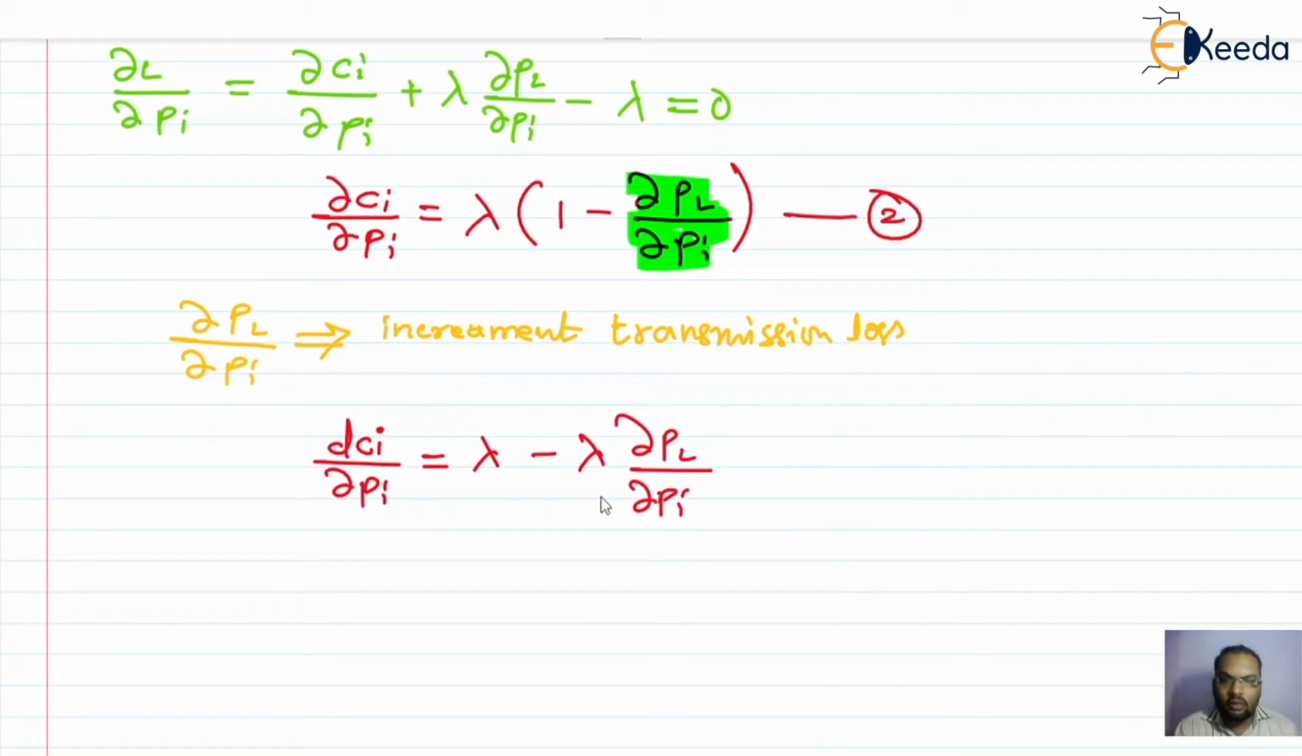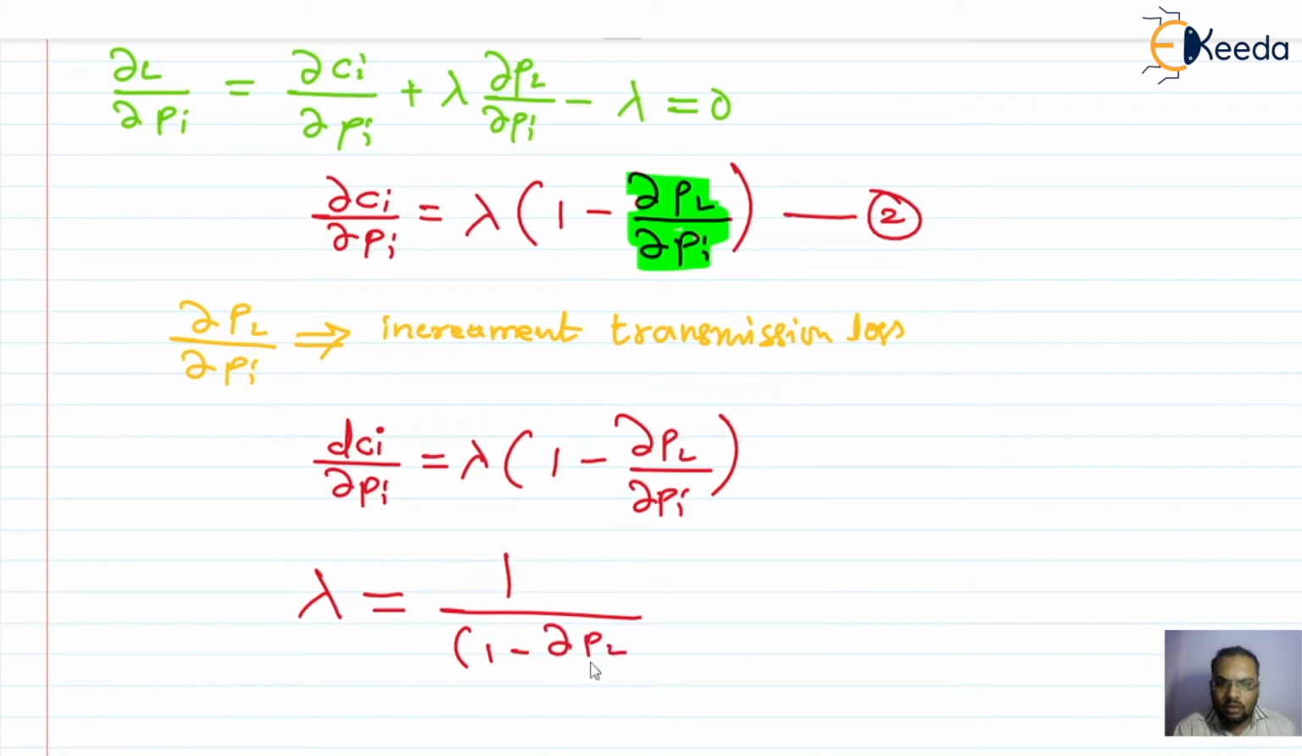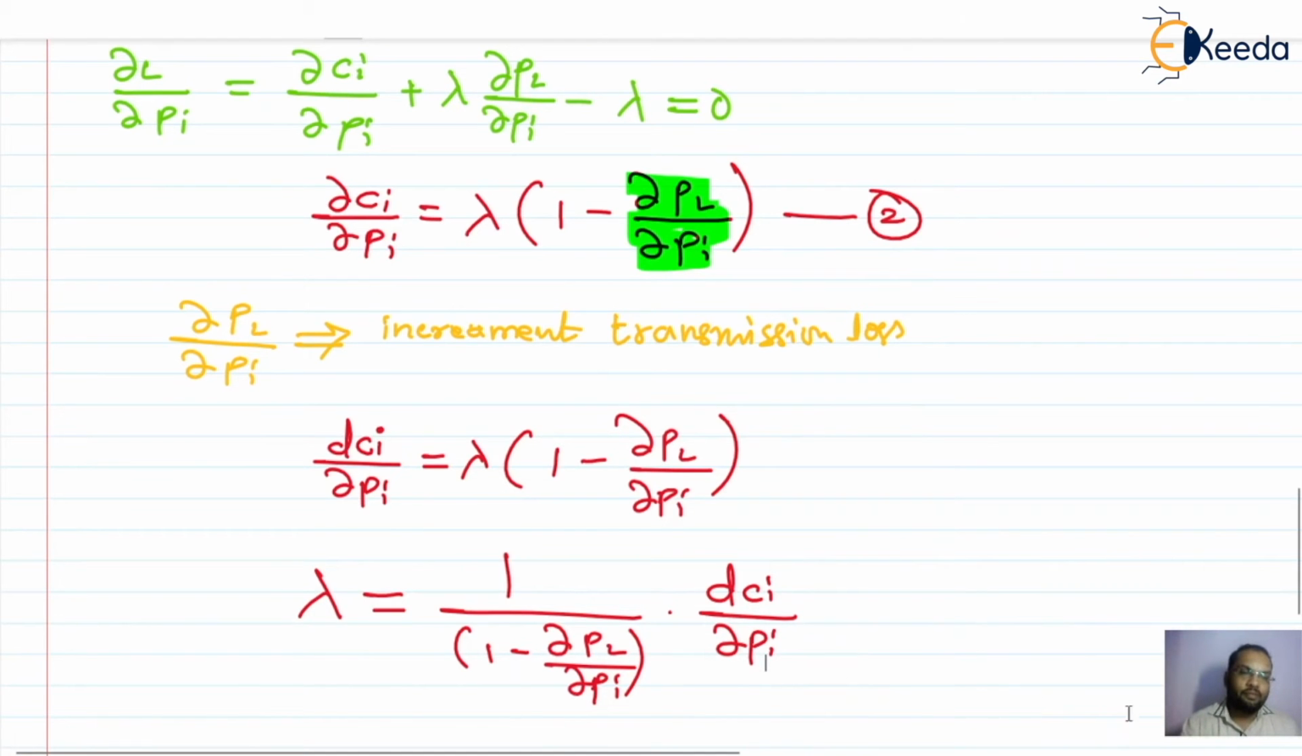So now what we can do here, let's keep this lambda in the bracket only, because this we have already derived. So now I'm going to write this as lambda, that is the Lagrangian multiplier. This bracket will go in the denominator here. So instead of writing in the denominator, I'm going to write this way: 1 upon 1 minus dou PL by dou Pi, that is the differentiation of the power loss with respect to the power output of the generator, into dou Ci with respect to power output of the generator.